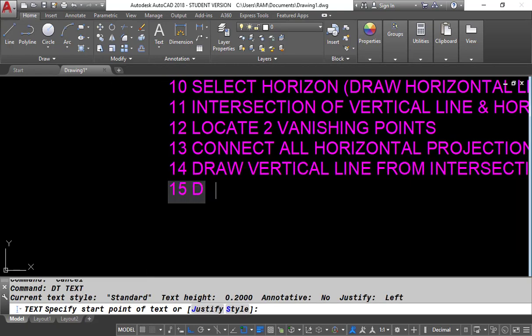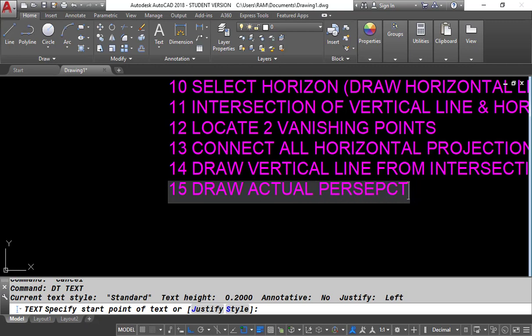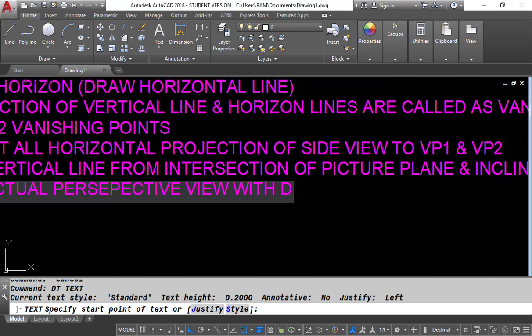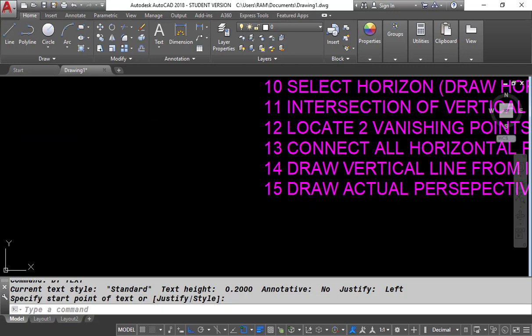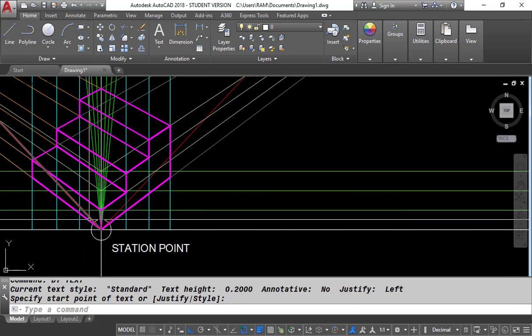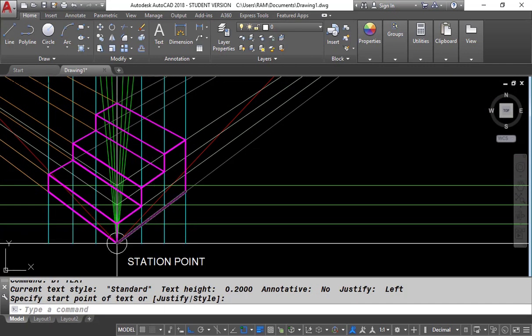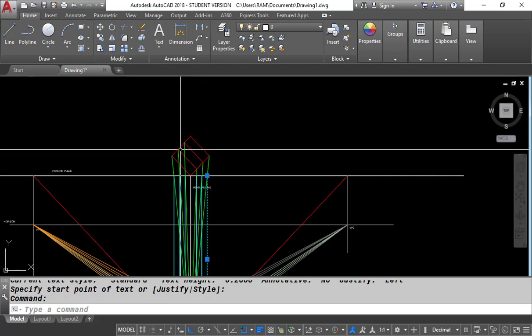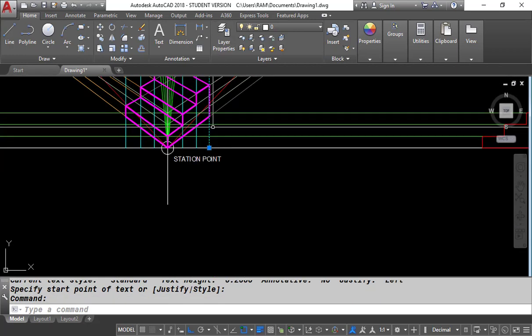So now after that, draw the actual perspective view with a dark line. So how to draw that view? So you have to decide. So this is my point, so this point will be connecting up to here because this is my outer staircase line. So that point is connected here.